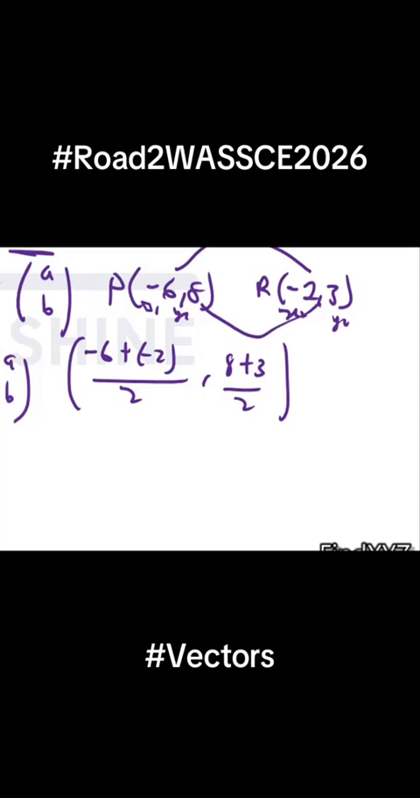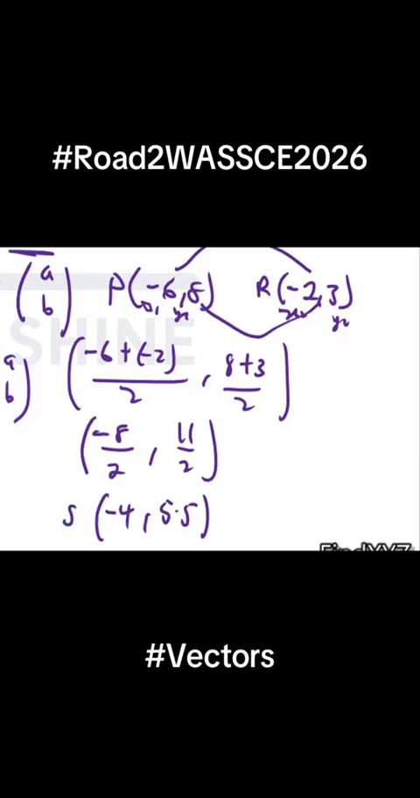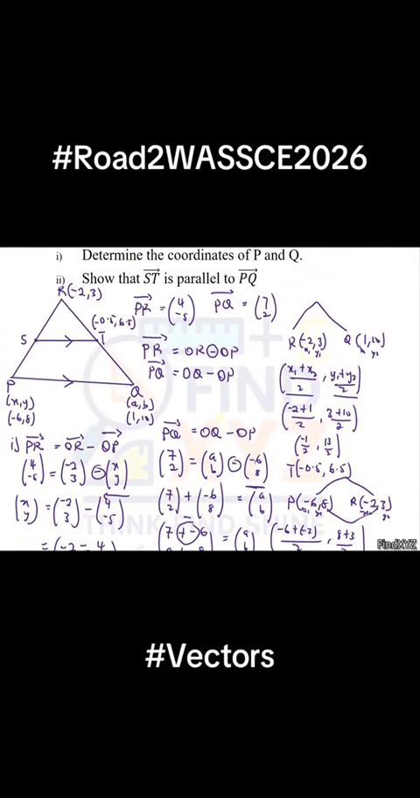Simplifying, negative 6 plus negative 2 will give us negative 8 over 2. And then 8 plus 3 will give us 11 over 2. So this will simplify to be negative 4, 5.5. This represents the point S. So let me also write that one here. We have point S to be negative 4 and then 5.5. Since we have been able to determine points S and T, let's find vector ST.